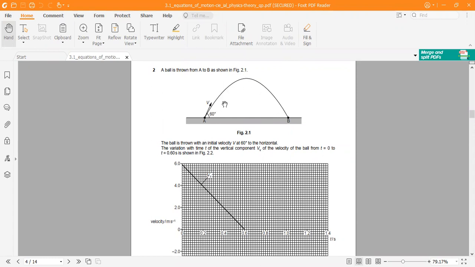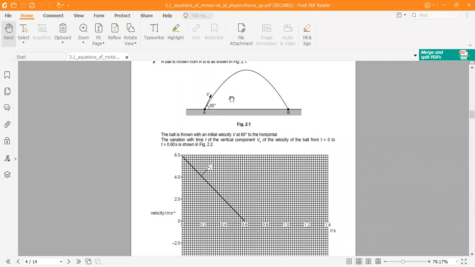So this shape, I told you, is called a parabola. Okay, the ball is thrown with an initial velocity, and due to the same reason, this type of motion is also called parabolic motion. Now let's read the question.